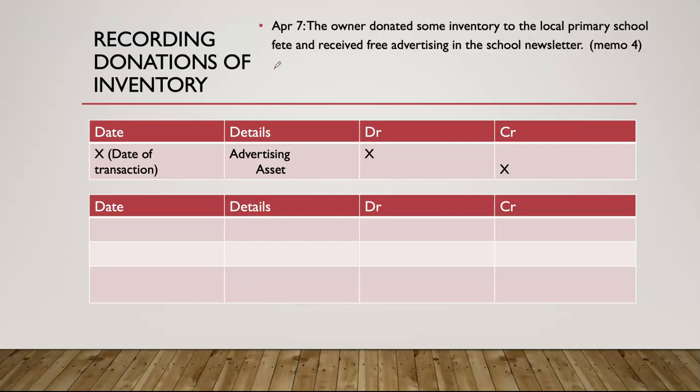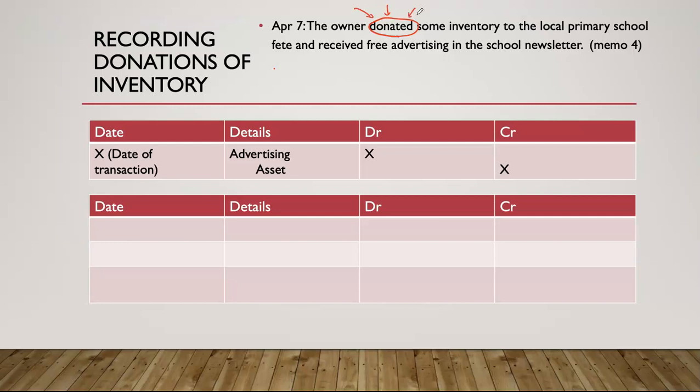In this case, my example is on April 7, the owner donated, and you've seen the keyword, so you instantly go advertising, some inventory to the local primary school and received free advertising in the school newsletter. So this is telling me it's advertising. Not every transaction will, but the keyword is donation.